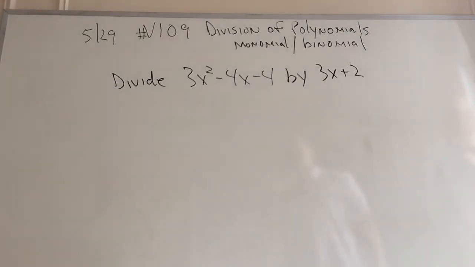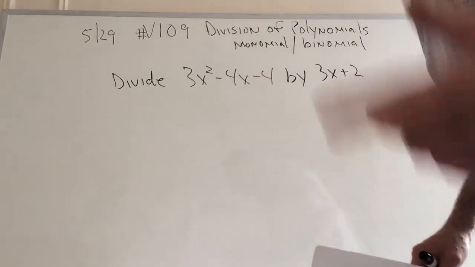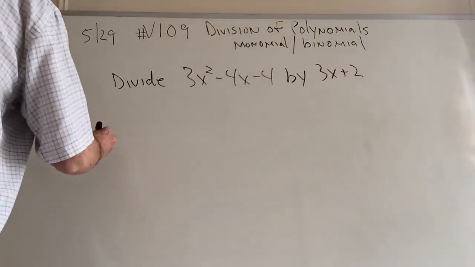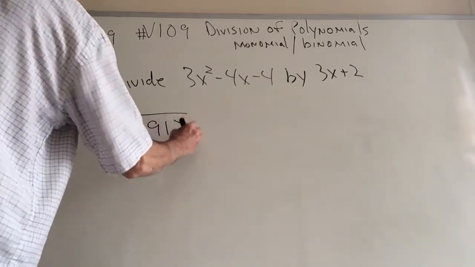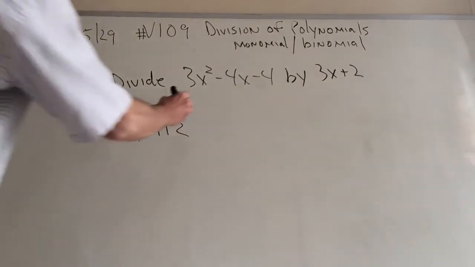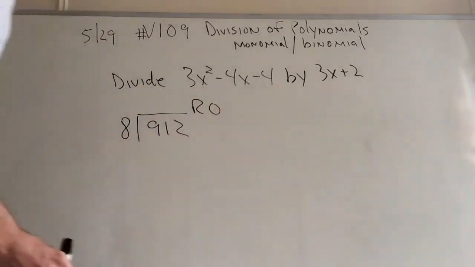And so I'm going to do this, and I'm going to use long division. And before I do it, I want to do a problem. I'll do two problems the old-fashioned way, and then I'll do this, and then we can follow up on everything here. Let's say I wanted to divide 8 into 912, and I know I'm going to have a remainder of 0.